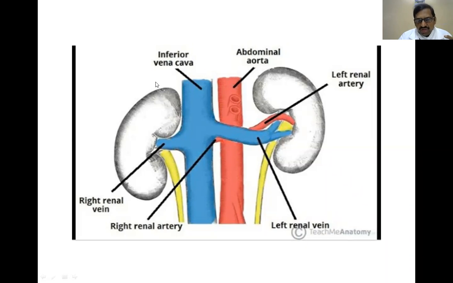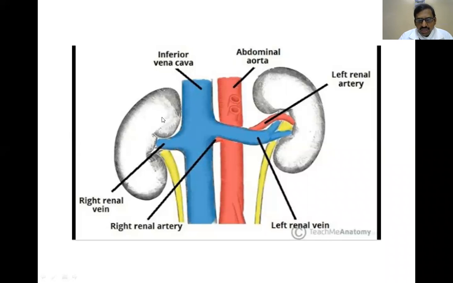Suppose if you take the vertebral level, the posterior relations of the kidney: the right kidney is related with the 12th rib, but the left kidney is related with the 11th and 12th ribs. That is why the right kidney is slightly lower than the left kidney. And the right kidney is broader, and the left kidney is narrower and longer. These are the differences between the right kidney and left kidney.